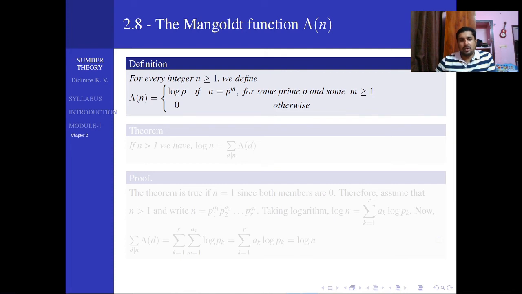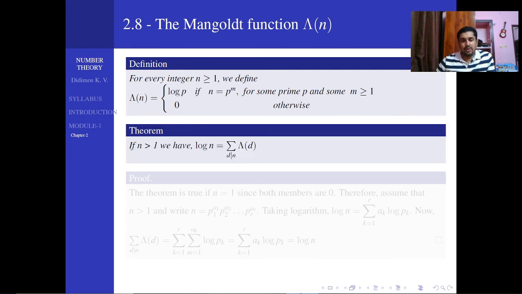Some of the values of lambda of n: if n is equal to 1, the value will be 0, because 1 cannot be written as a power of a prime. Lambda of 2 is log 2, lambda of 3 is log 3, lambda of 4 is log 2 again, because 4 can be written as 2 square. Then lambda of 2 square is nothing but log 2, and so on.